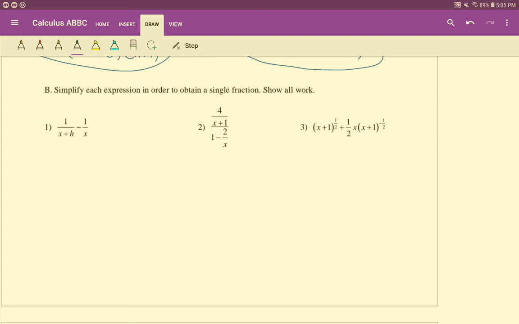Okay. So, for example, right here, we can see that we have two fractions and they are being subtracted, right? So, how do we combine two fractions if we're subtracting them? In order to add or subtract two fractions, we need common denominators, right? And so let's take a look at our denominators. This denominator here is x plus h. This denominator here is x.